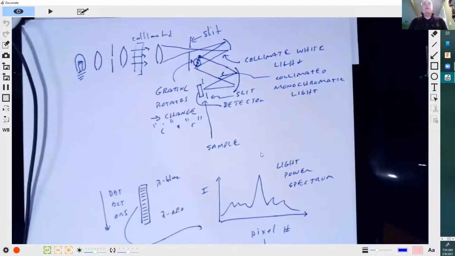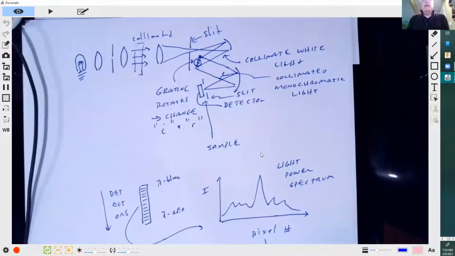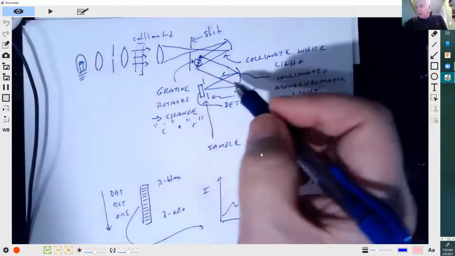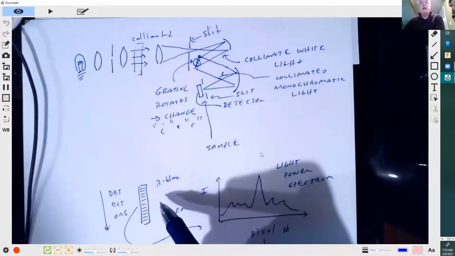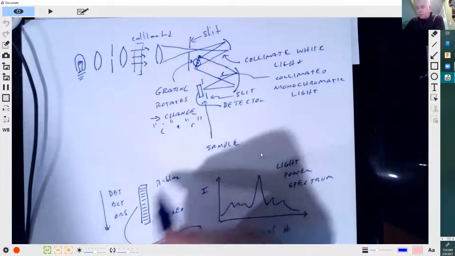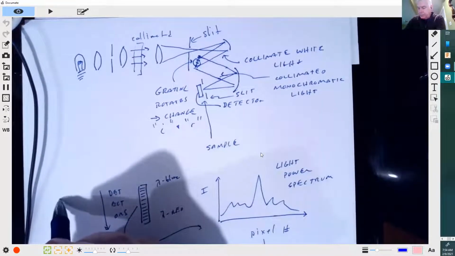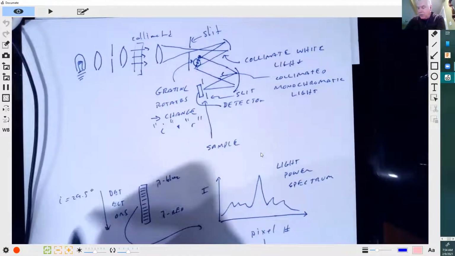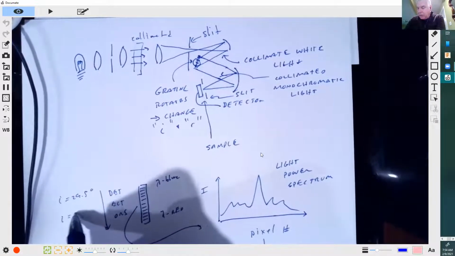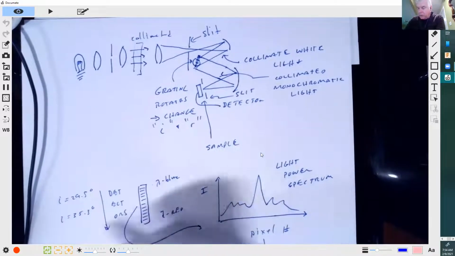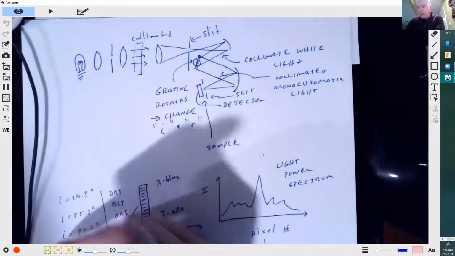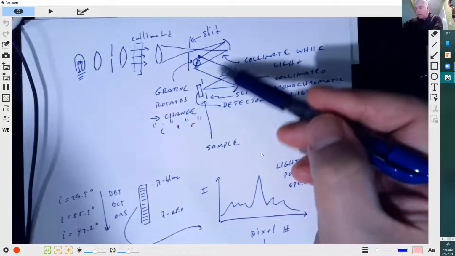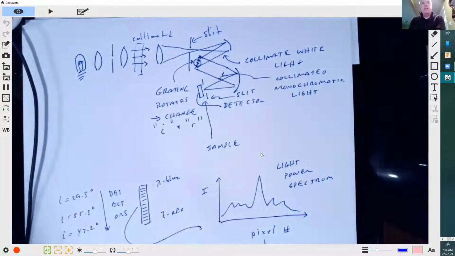Right, that'll be coming out. And then if you have an array detector, then each different angle could be like 29.5 degrees, and this could be 35.3 degrees. There'll be a range of takeoff angles from the grating represented on the detector.